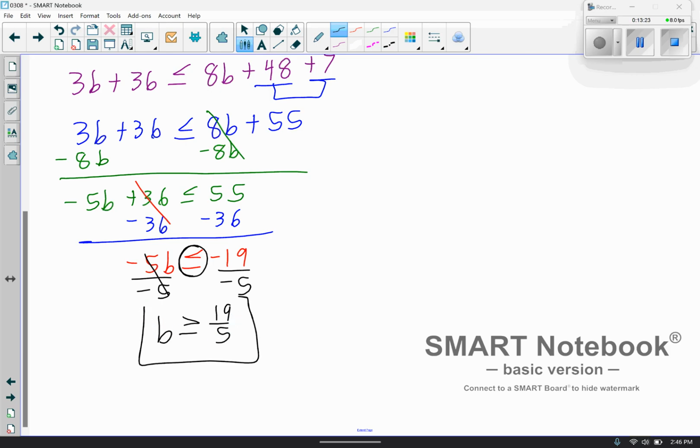So b is greater than or equal to 19 over 5. So we're looking for numbers that are larger than or greater than 19 over 5. So we're going to go towards positive infinity on this one.